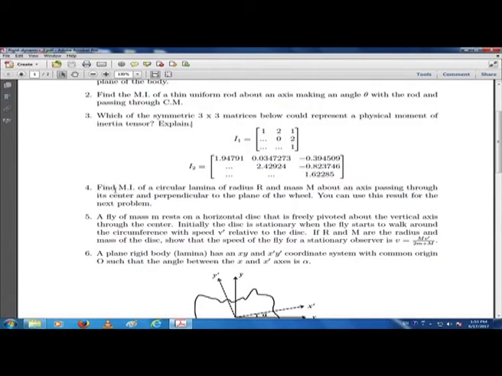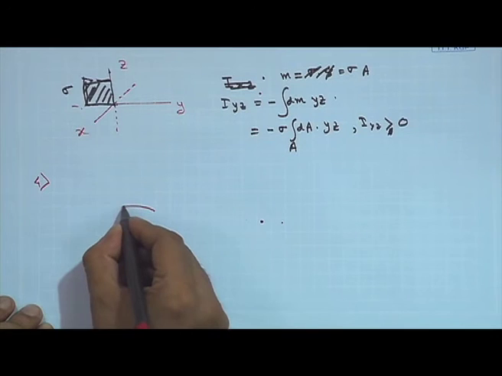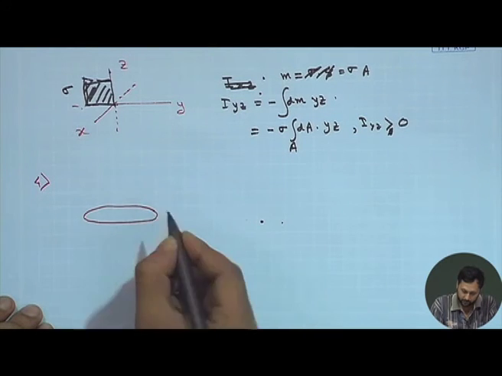So, let us look at 4 quickly. Find the moment of inertia of a circular lamella of radius r and mass m about an axis passing through its center and perpendicular to the plane of the wheel. You can use this result for the next problem. Okay, so problem number 4 is very simple. You must have already done it a million times in your +2 standard itself.